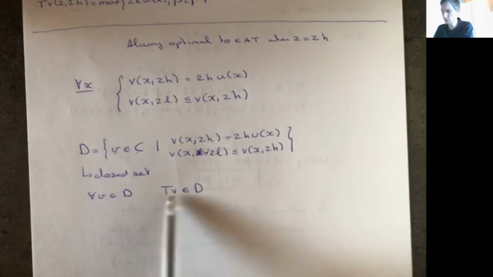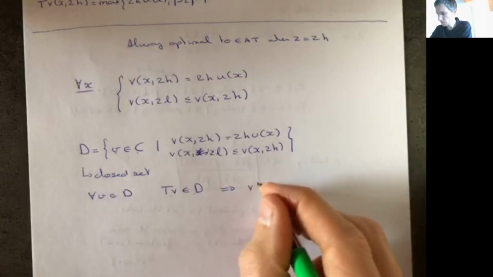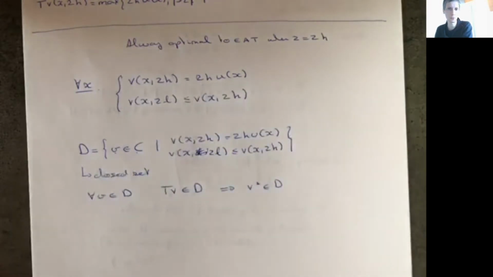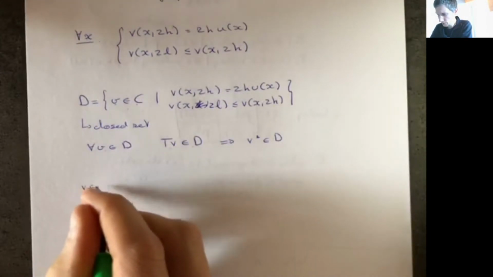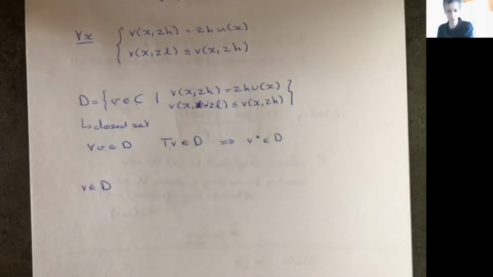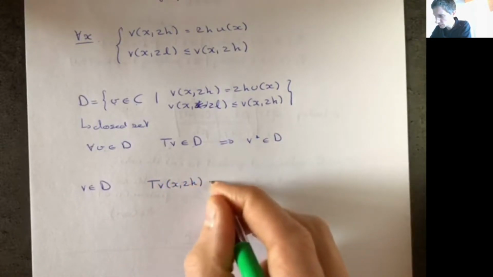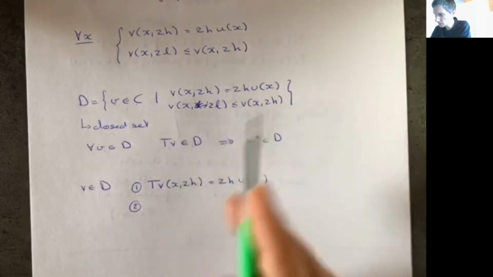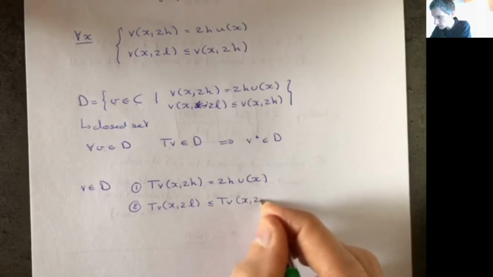So because this is a closed set, if T of V is in D for every V in D, then we know that the fixed point V star will also be in D, and then, because it satisfies this condition, it will be optimal to eat the cake when the state is high. Okay, so take a function V in D. In principle, if you want to show this, then you need to show that TV of (x, ZH) is equal to ZH U of x. That's the first thing that we need to show. And the second thing we need to show is that TV(x, ZL) is less or equal to TV(x, ZH).